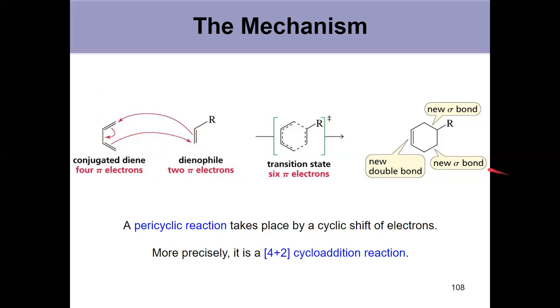Forming 2 new sigma bonds, right here and here, and a new double bond. So we go from previously having 3 double bonds to just 1 in the product, and it's in a new location, because the other 2 pi bonds, those electrons went to forming the sigma bonds.